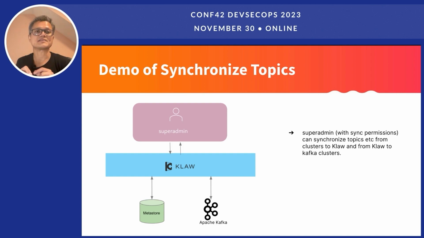If your Klaw instance is already up and running, or restored from a backup, or unaffected by any cluster outage, you can leverage the synchronize option to reinstate or update topics and ACLs across the clusters, which basically ensures data consistency and uninterrupted operations. In the last demo here, the superadmin, who has the sync topics permission, logs in and tries to fetch the topics from the cluster and sync them to Klaw. Let's get into the demo now.